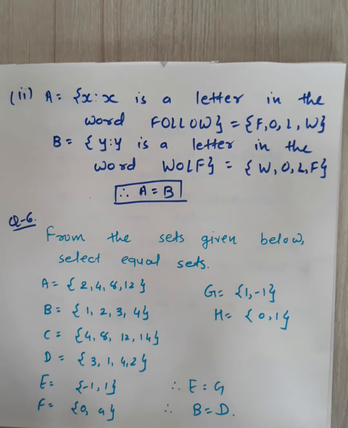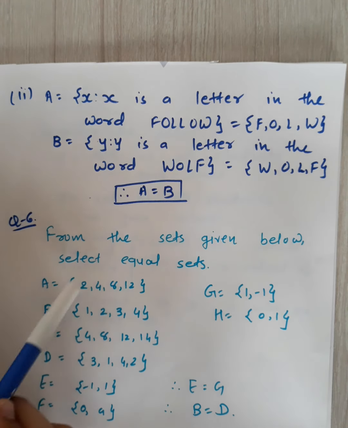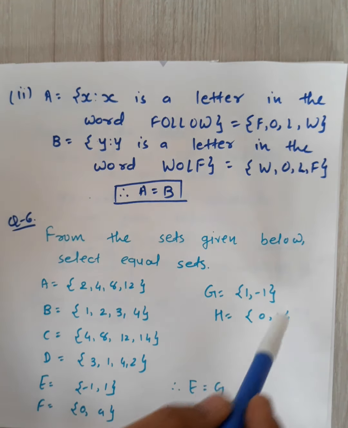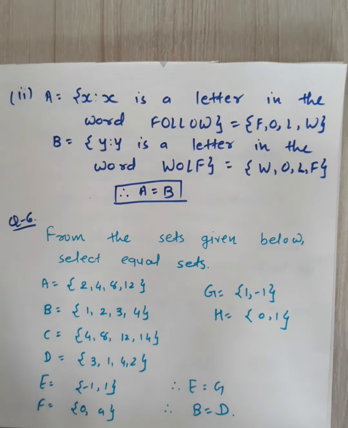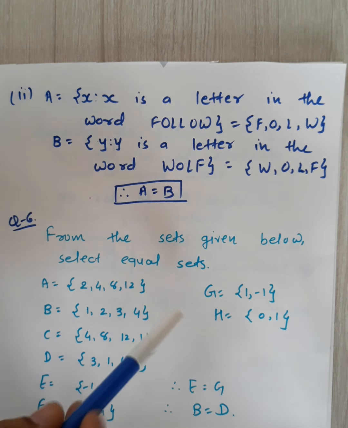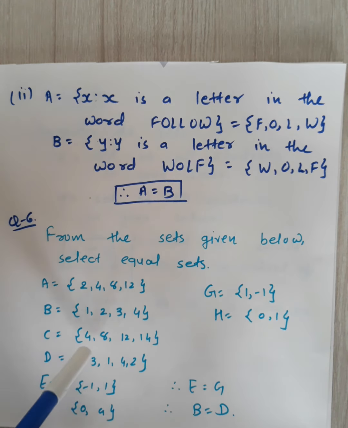By seeing this, we can easily say. Now A is 2, 4, 8, 12. Is there any 2, 4, 8, 12 in another set? Compare A with all the sets. 2, 4, 8, 12. No. 2, 4, 8, 12. No. 8, 12 is there, but here 4, 8, 12 is there, but here 2 is there and here 14 is there. So it is not equal.